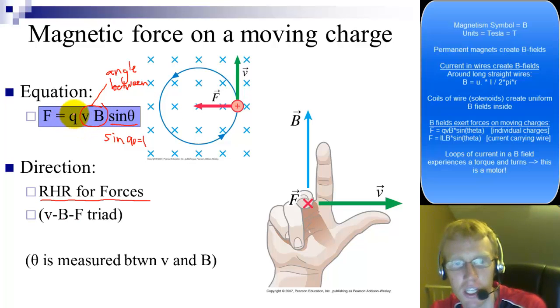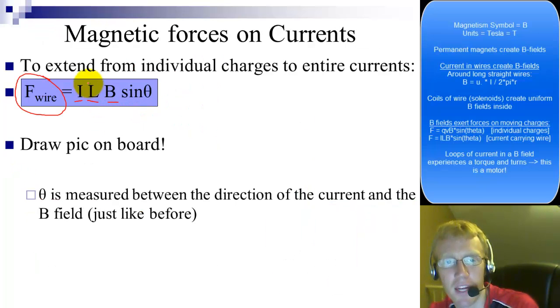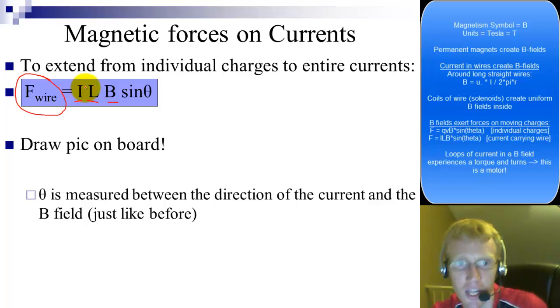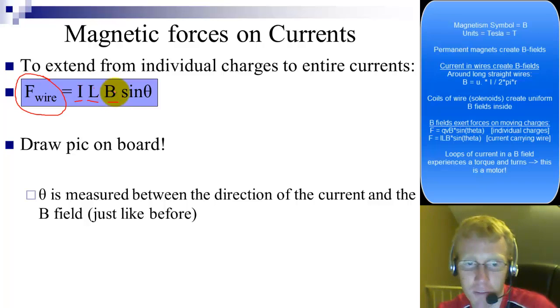So q is an individual charge with an individual speed in a magnetic field. And then I times L is the total amount of charge moving through some wire. So current and length have to do with how fast it's moving and how many charges there are moving. And then they both have the B sine theta.